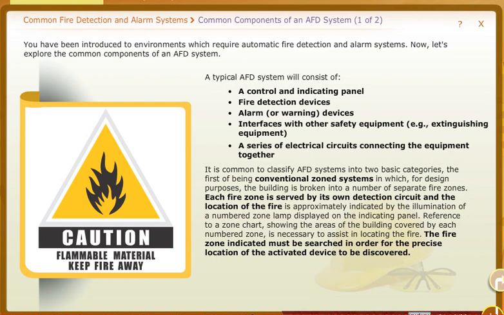It is common to classify AFD systems into two basic categories, the first being conventional zoned systems, in which, for design purposes, the building is broken into a number of separate fire zones. Each fire zone is served by its own detection circuit, and the location of the fire is approximately indicated by the illumination of a numbered zone lamp displayed on the indicating panel. Reference to a zone chart showing the areas of the building covered by each numbered zone is necessary to assist in locating the fire. The fire zone indicated must be searched in order for the precise location of the activated device to be discovered.